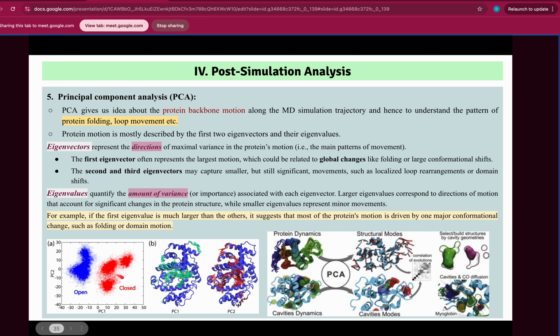You can see how the open and closed conformations make different clusters. So you can figure out that if my principal component 1 and 2 values lie here, then this is the closed protein conformation.